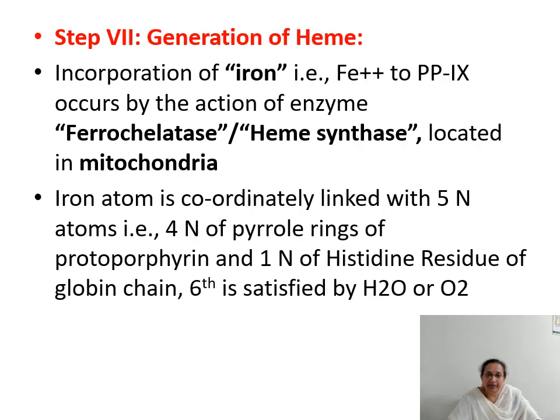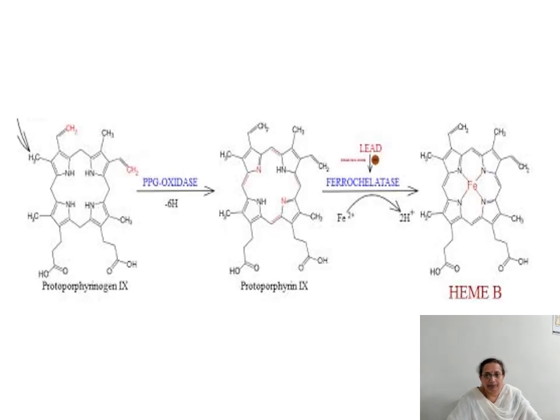And this protoporphyrin 9 gets the incorporation of iron in the form of +2 iron by the action of the enzyme ferrochelatase, the other name of which is heme synthase, which is located in mitochondria. Iron is being incorporated into the center of this molecule, finally forming into heme. Now this iron is going to be coordinated with the 4 nitrogens of the 4 pyrroles, the 5th nitrogen from the histidine residue, and the 6th position is open for oxygen. So finally step 7 gives rise to the generation of heme.